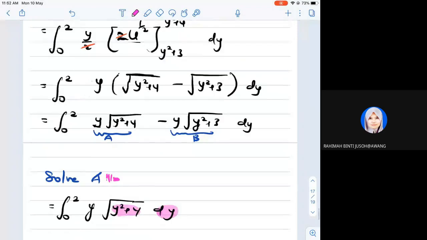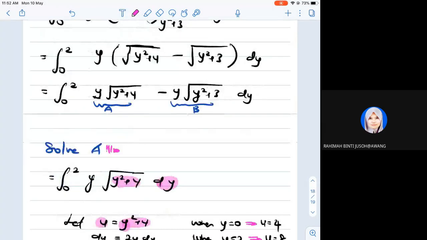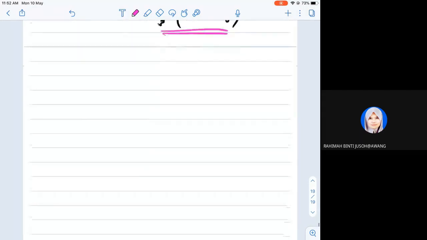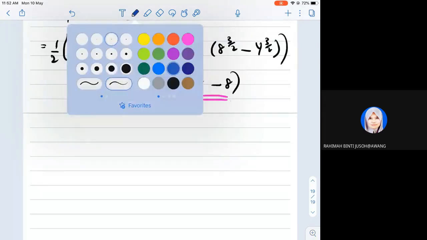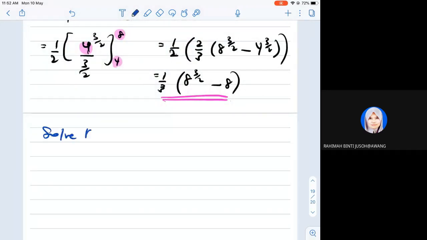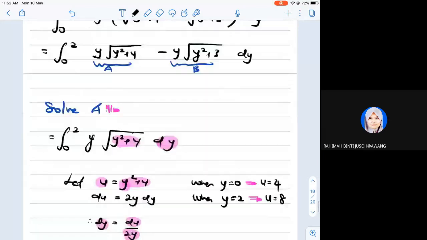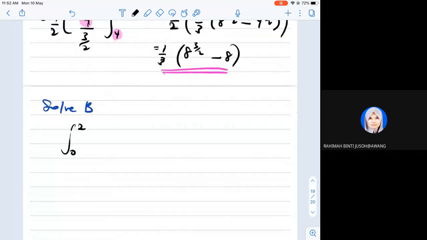Kita baru solve yang A. Solve yang B pula. B pula ni. Negatif tak apa, kita buat positif. Y darab y squared plus 3. Okey, solve B. Integration 0 ke 2 kan. Y darab Y kuasa 2 tambah 3 dy. Ni pun sama lah. Sama step macam tadi.